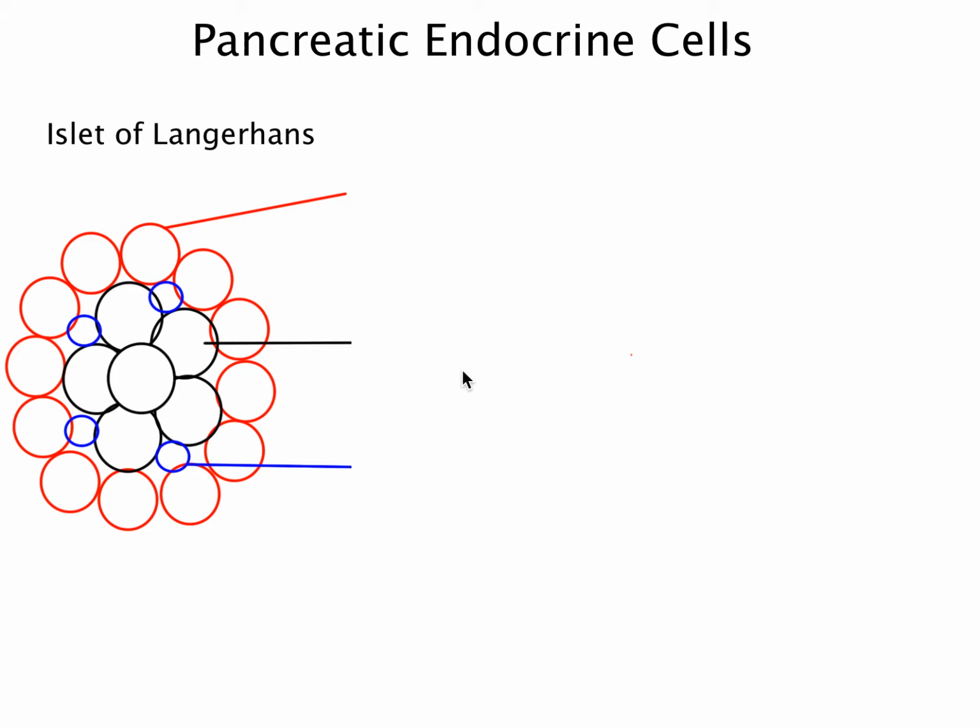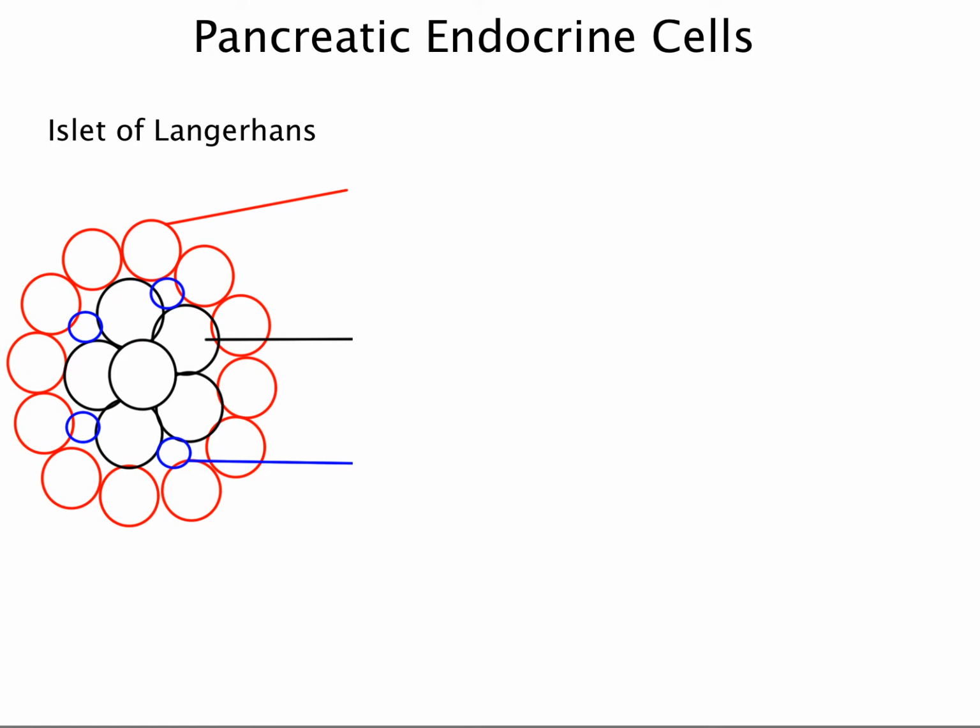Okay, so the first hormone that we'll be working with is secreted by the alpha cells that are at the periphery of the islet of Langerhans. These alpha cells comprise approximately 25% of all the cells, and they secrete glucagon. Glucagon is produced in response to low blood glucose, in response to decreased blood glucose.